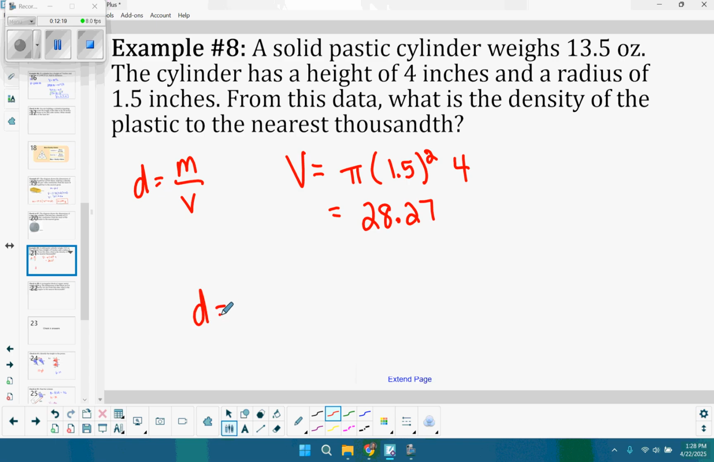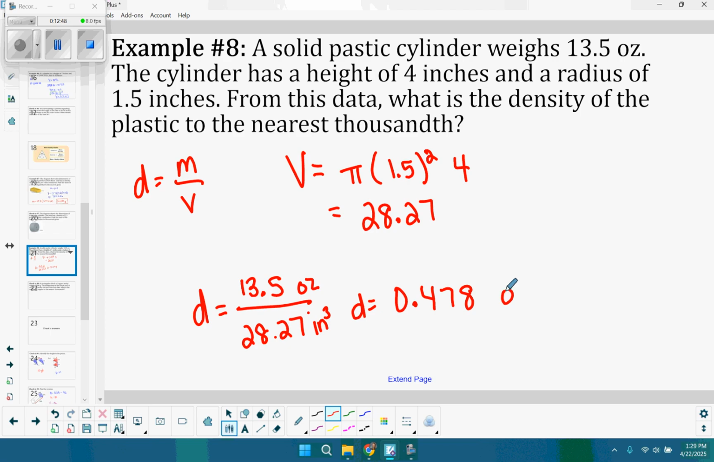So density will be the mass, 13.5, divided by the volume, 28.27. And I got 0.477, and that last 7 will turn into an 8. And let's look at my units. The mass was ounces. The volume was inches cubed. So this is ounces per cubic inch.